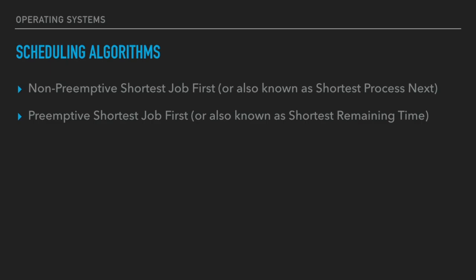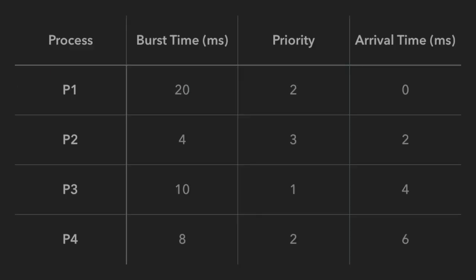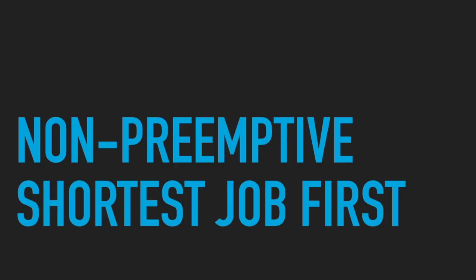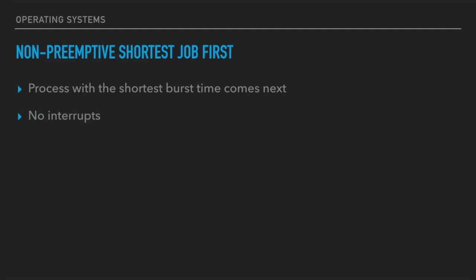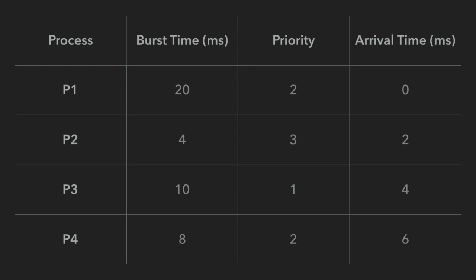Both these algorithms will choose the processes based on their burst time. If we take a look at this table, we can see that there are processes P1, P2, P3, and P4 with their own burst times, priority, and arrival times. First, we'll be looking into the non-preemptive shortest job first algorithm. In this algorithm, the process with the shortest burst time will be executed. There will be no interrupts since it is non-preemptive, and we must also consider the arrival time of each process. We will get into that in a bit.